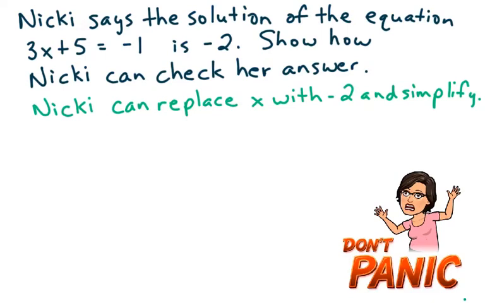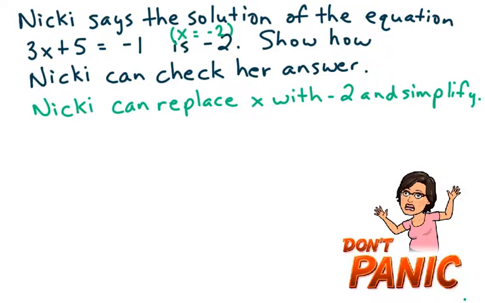All right. So this is a little bit of a word problem, and it says, Nikki says the solution of the equation 3x plus 5 equals -1 is -2. So we're going to show how she can check her answer. So basically what she's saying is that x equals -2 right here when she says that.